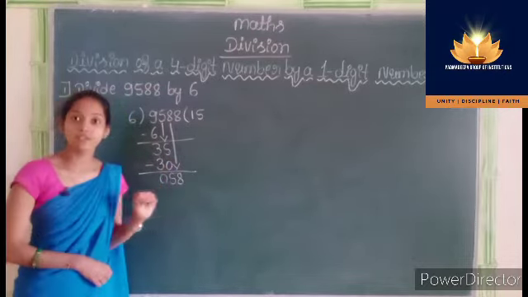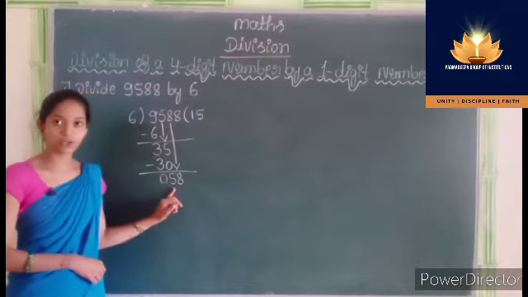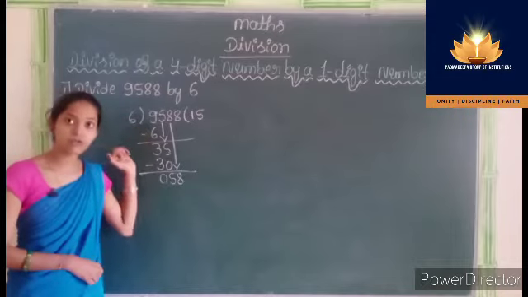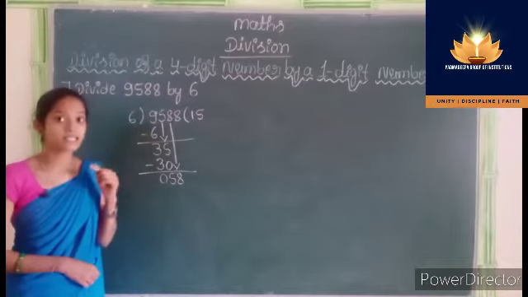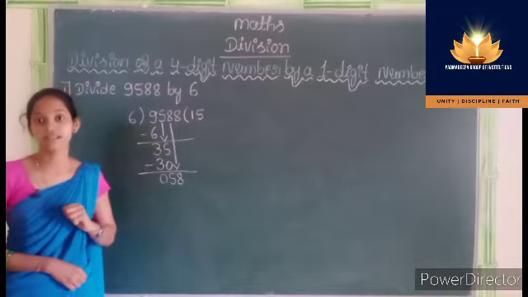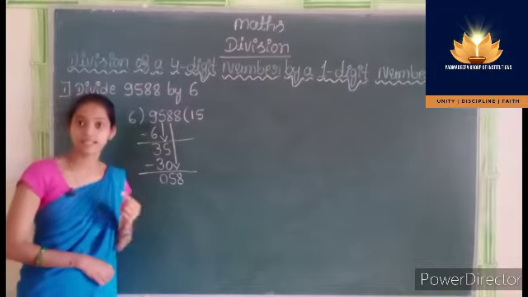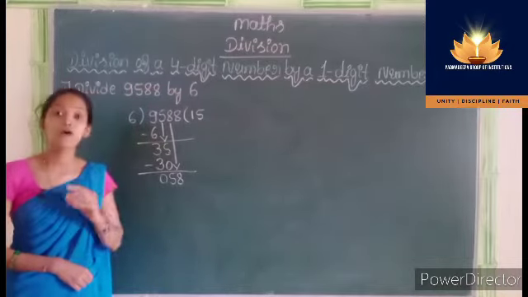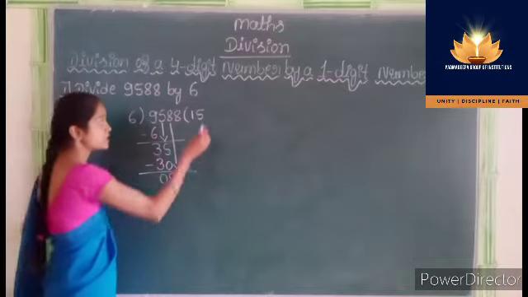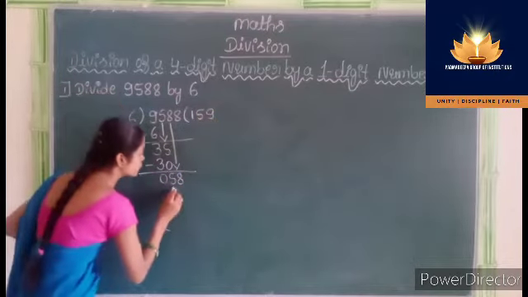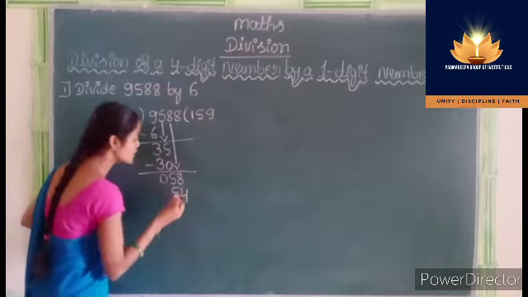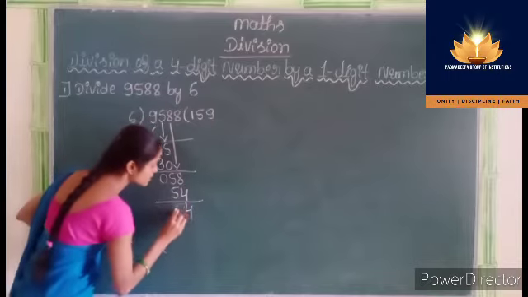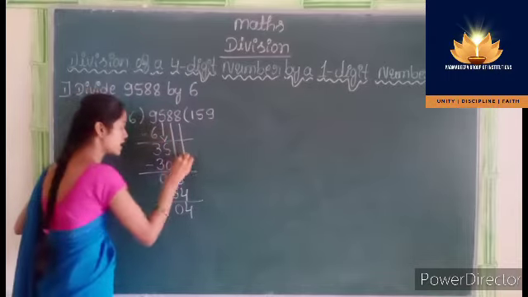Now find out which number is less than or equal to 58 in the table of 6. 6 7s are 42, 6 8s are 48, 6 9s are 54, 6 10s are 60. 6 10s are 60, that is greater than this 58. That's why we have to consider 6 9s are 54. 9 should be written in quotient place, then 54 right below this 58. 8 minus 4, that is 4. 5 minus 5, 0. Now bring down this 8.